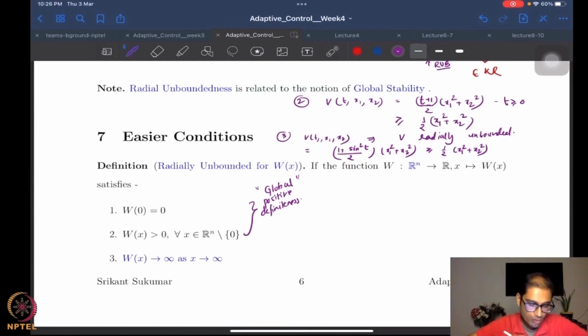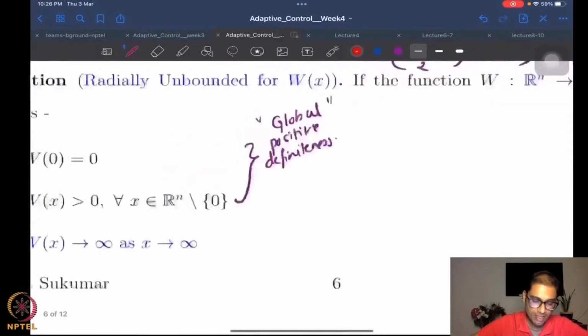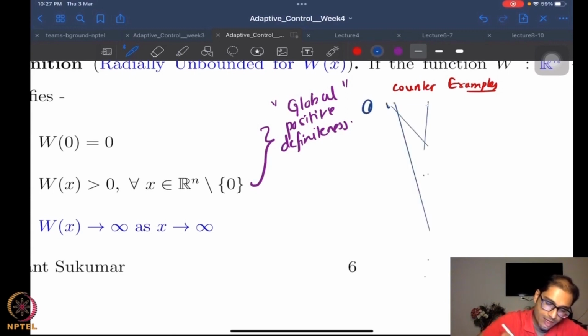So what we want to do to look at this in an easier way is to look at a lot of counter examples, right? And that really helps us to understand what is not a radially unbounded function, right? So I'm going to label this counter examples.